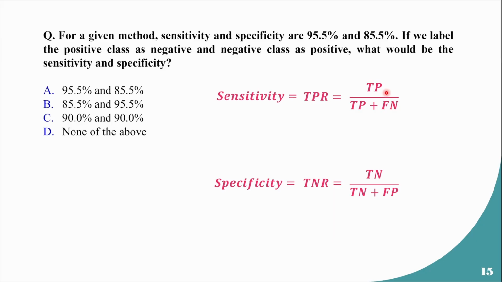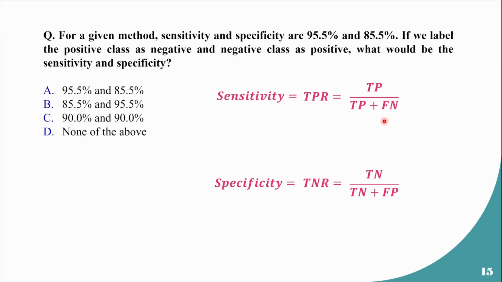So here, if you notice, there is something interesting about the sensitivity and specificity formula. If your positive label now becomes the negative label, that means the true positive, what was predicted as true positive earlier, if we just change the label, will become true negative, right? Because we are just changing positive to negative label. Conversely, the false negative will become false positive, because now the label is changed from negative to positive.